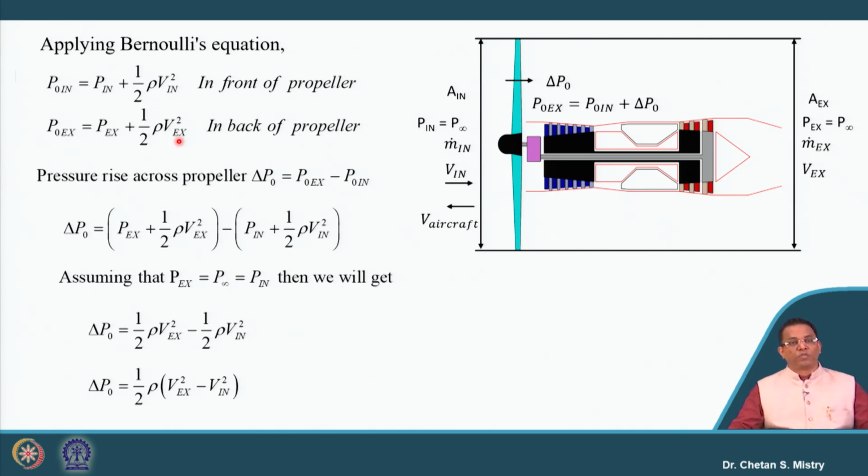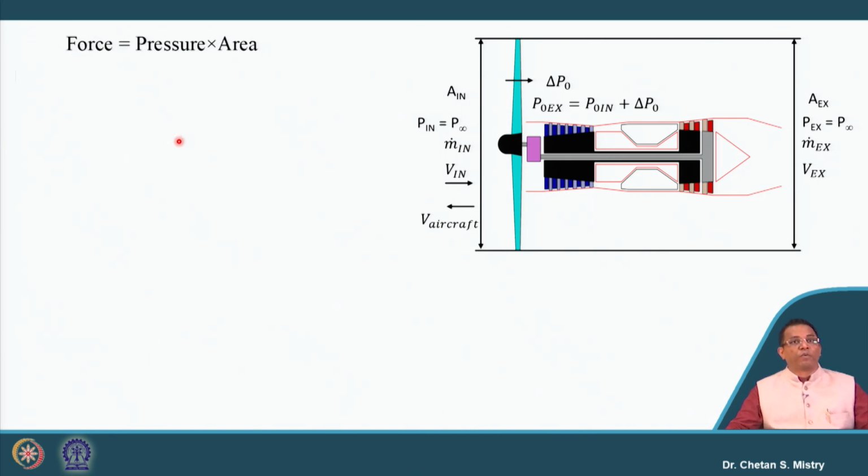You might be surprised: what is the reason why we are doing these things? So let's try to understand what is the meaning of that. Since this is our P0, we have our fundamental equation. This fundamental equation says my force is given by pressure into area. This pressure I am representing in terms of P0 exit into exit area minus P0 inlet into inlet area.